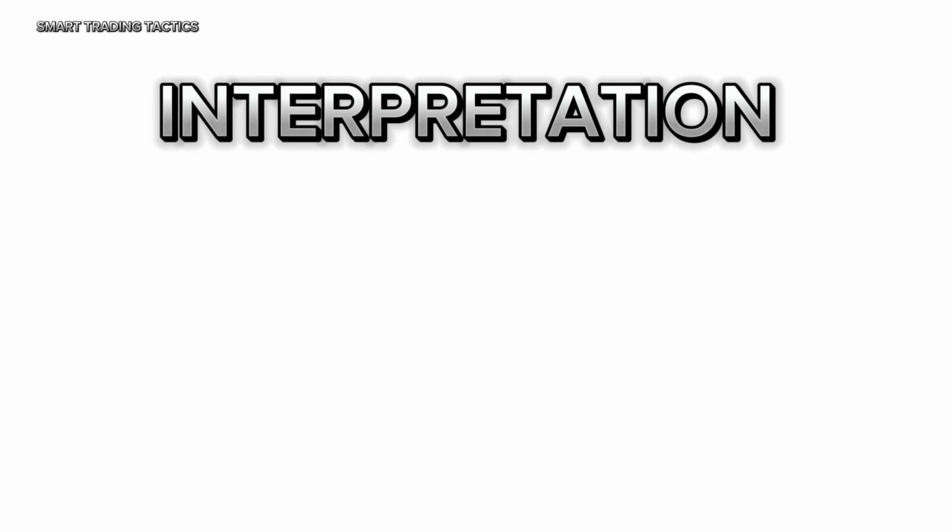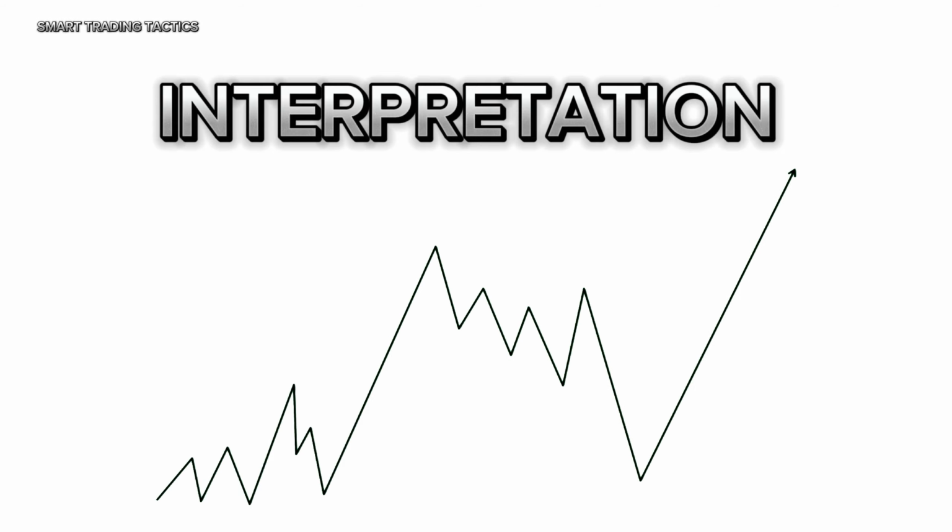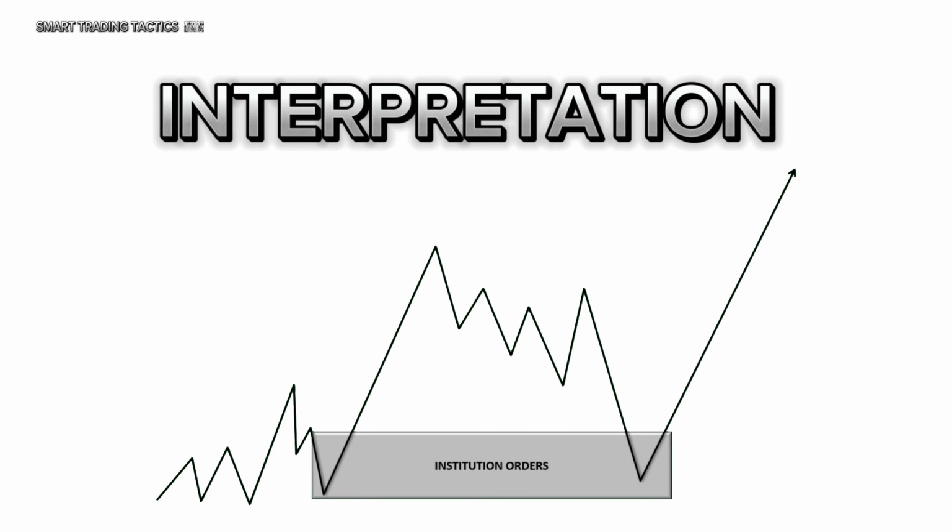ICT's interpretation of supply and demand zones. In the ICT methodology, supply and demand zones are seen through the lens of institutional activity. These zones represent areas where institutions have placed significant orders, leading to price imbalances. These imbalances are often followed by sharp price movements, which traders can capitalize on.